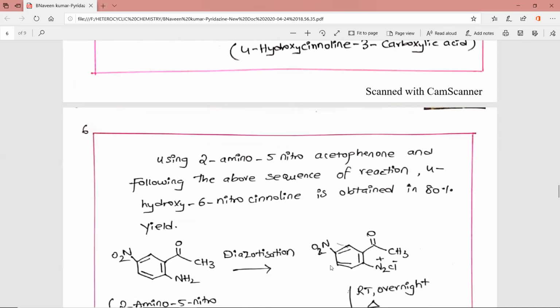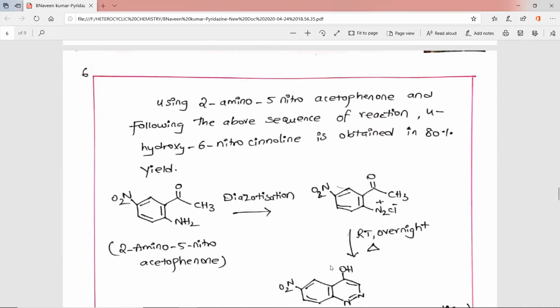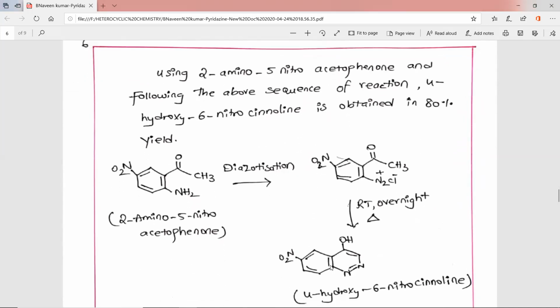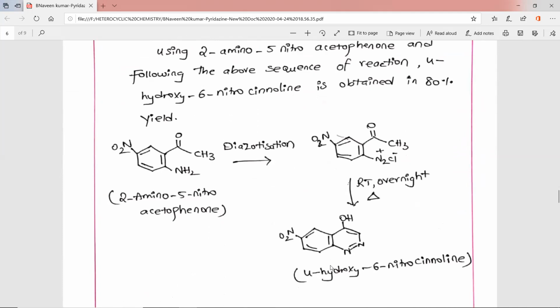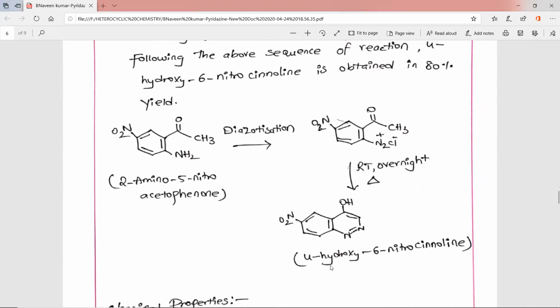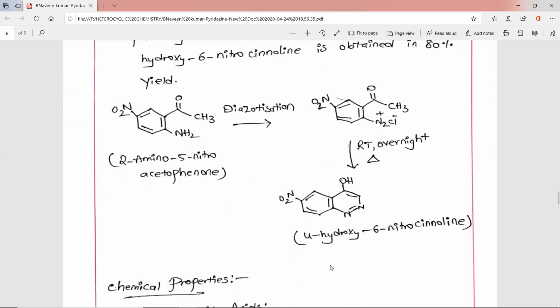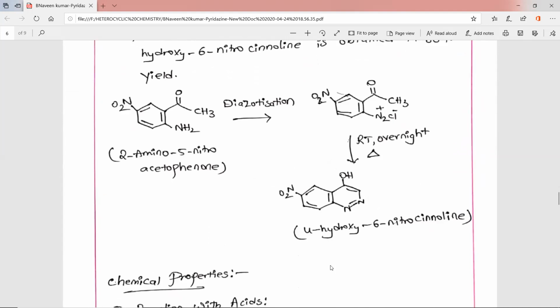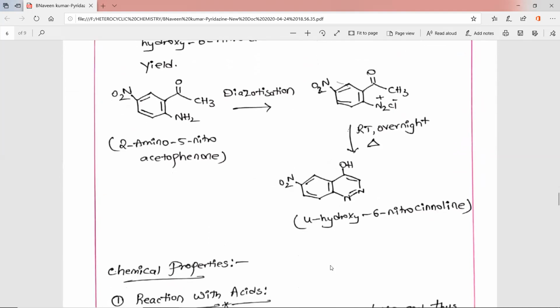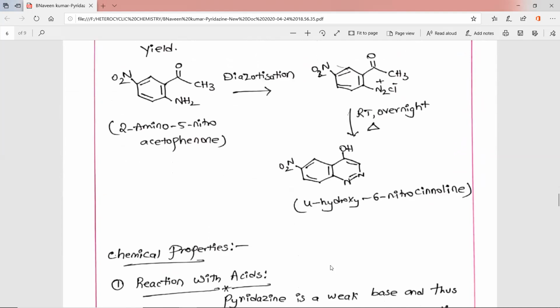So this is another reaction. Another derivative can also be prepared by this method. So diazotization followed by keeping the resulting diazonium chloride overnight at room temperature, and then heating forms 4-hydroxy-6-nitrocinnoline. These are some of the methods of preparing 1,2-diazines. The first three methods give only diazine derivatives. The fourth method gives a benzo-fused diazine derivative.